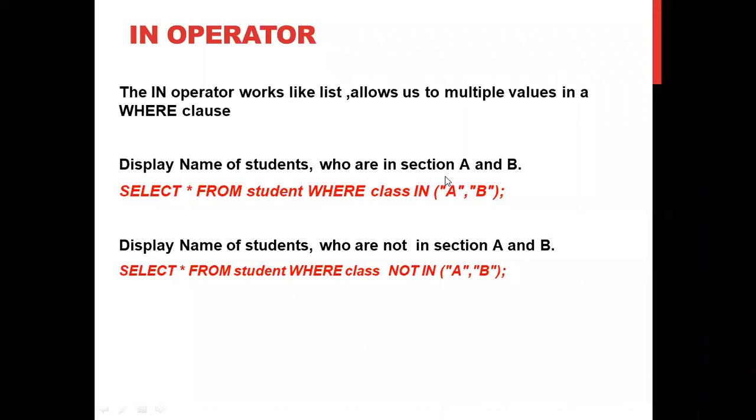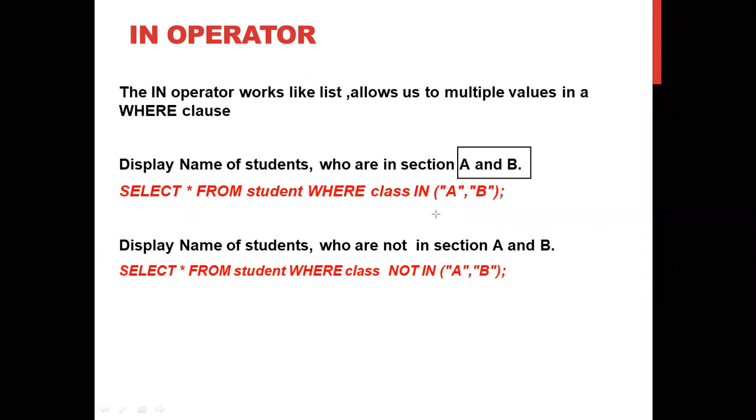The next one is the IN operator. The IN operator is also known as a list operator. It means if a list is given, there is more than one option for a particular attribute. For example, in this question, the names of students who are in section A and B. It means the option is given either A or B.